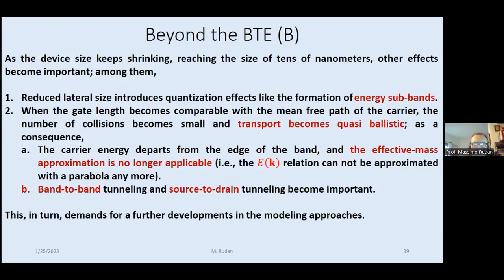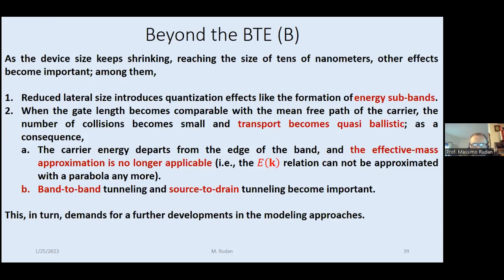Another issue is that when the length of the device becomes very small, it may happen that some of the carriers do not have enough free flight for undergoing a collision. So some of the carriers may cross the device in a collision-free form, that is the ballistic regime. This, in turn, may give rise to a large increase in the energy of the carriers, so that it may happen that the carriers have an energy that is not possible to describe anymore with the effective mass approximation.